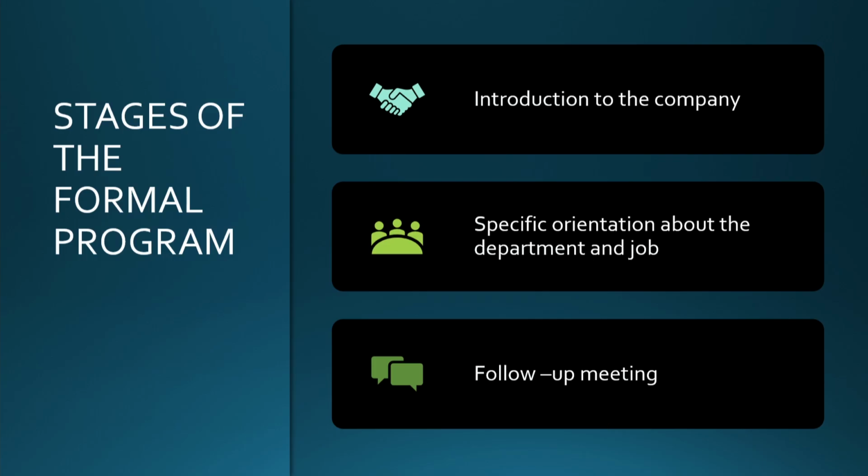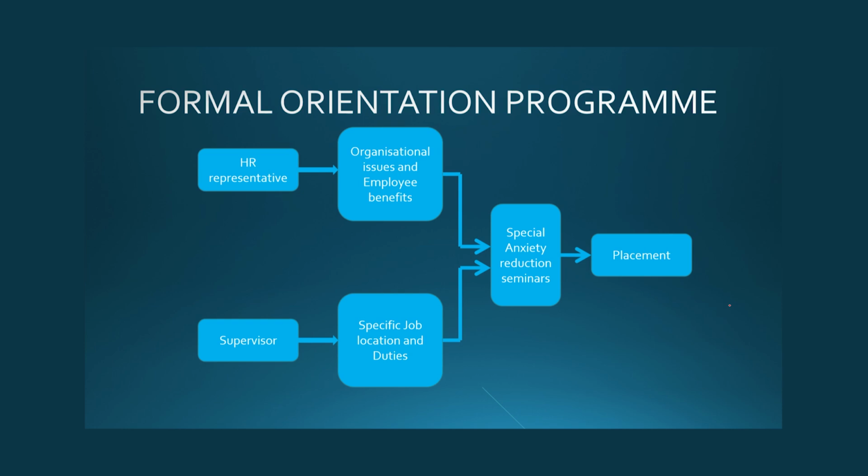Let's learn the different stages of the formal program of orientation. Under the stages of orientation, first we introduce the company, then specific orientation about the department and the job, and then a follow-up meeting so that if the new employee has any query, that can be resolved, or if he has forgotten anything, that can be told to him properly. The formal orientation program runs parallelly at 2 levels. Level 1 is by the HR representative. Level 2 is by the supervisor concerned where the person has to perform the job.